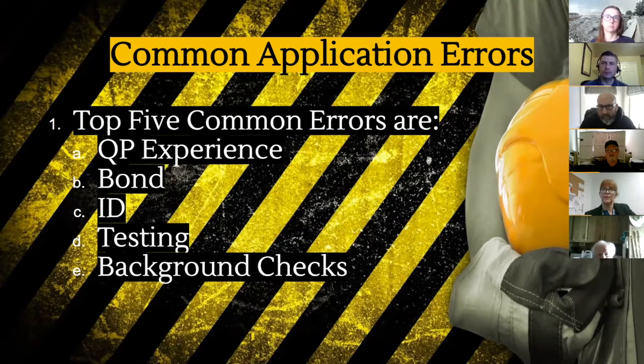We'll go over that again later. The bond is a common error: either not including the bond or not including the right information on the bond. We'll go over that. The ID: everyone on the license needs to submit a current ID. That's a government issued ID, which can be a driver's license or a passport. And then testing. There's the statute and rules test and the trade exam, or there are waivers that you can provide. We'll go over that later. And then background checks. Everyone listed on the application needs to have a background check.